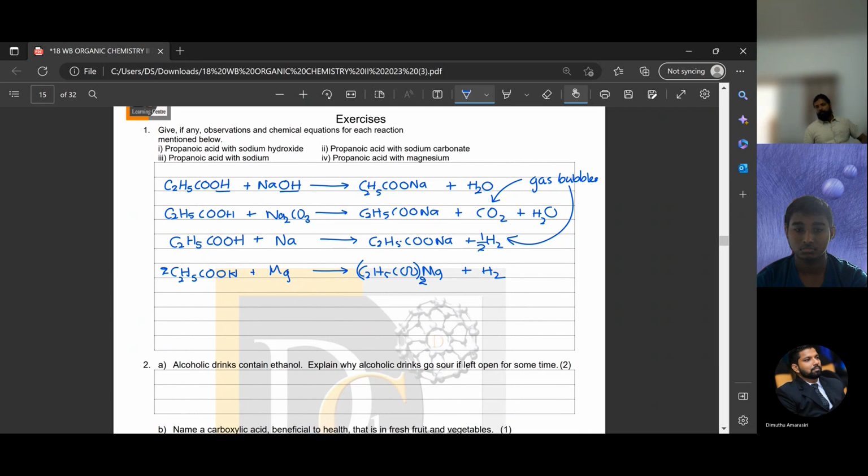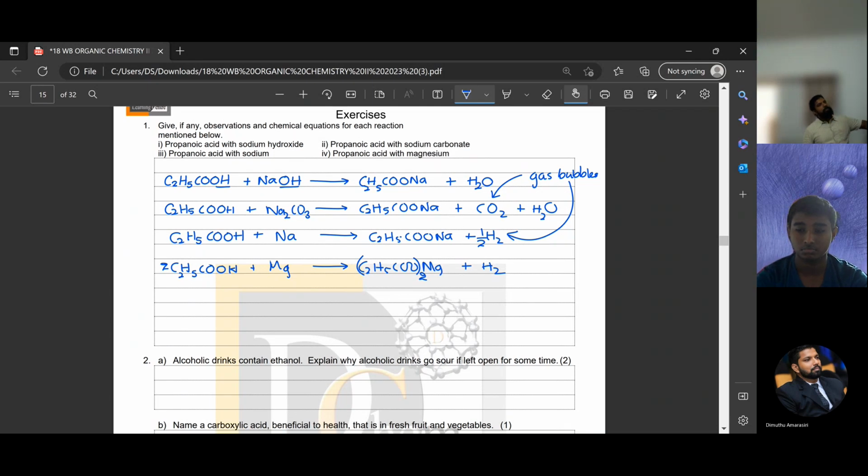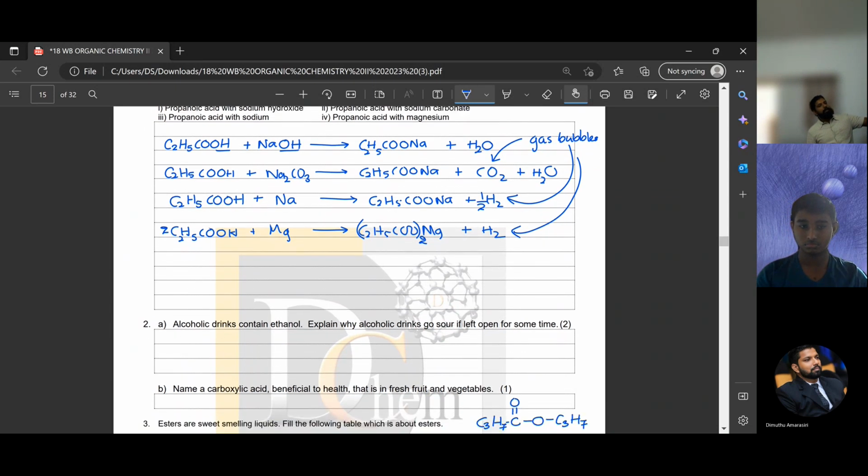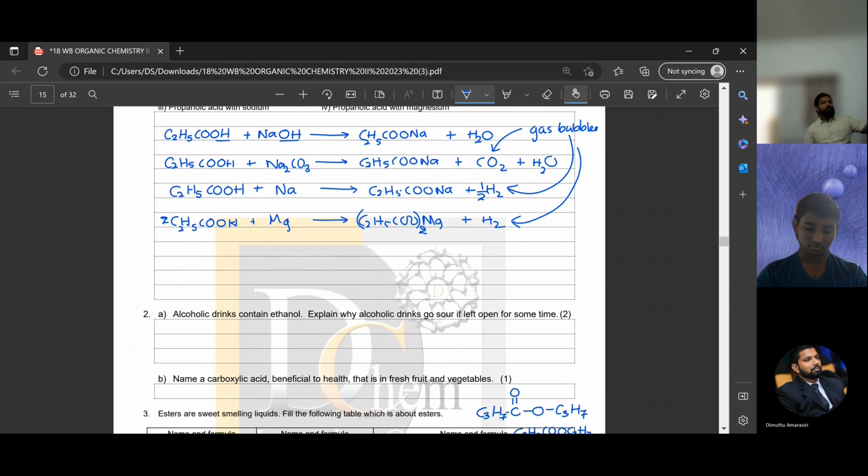Okay. So those are the balanced reactions and the observations. Next, alcoholic drinks contain ethanol. Explain why alcoholic drinks go sour if left open for some time. Because of oxidation, it becomes vinegar.